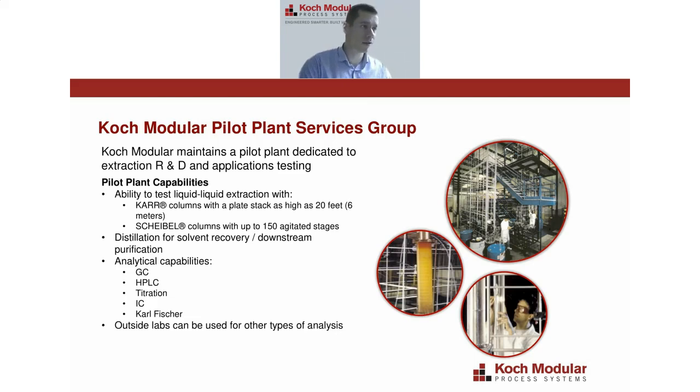Within our pilot plant in Houston, we can test Karr columns with plate stacks as high as 20 feet, and Scheibel columns with as many as 150 agitated stages. Sometimes we'll also test distillation for solvent recovery or downstream purification steps following an extraction test, so we have that capability as well. And the typical analytical capabilities that you'd expect for a pilot facility, we also have in Houston, like GC, HPLC, and IC. And if we can't do the analysis that's required in-house, we can work with other labs local to the Houston area, like SGS, for any other type of analysis that's required for a pilot test.